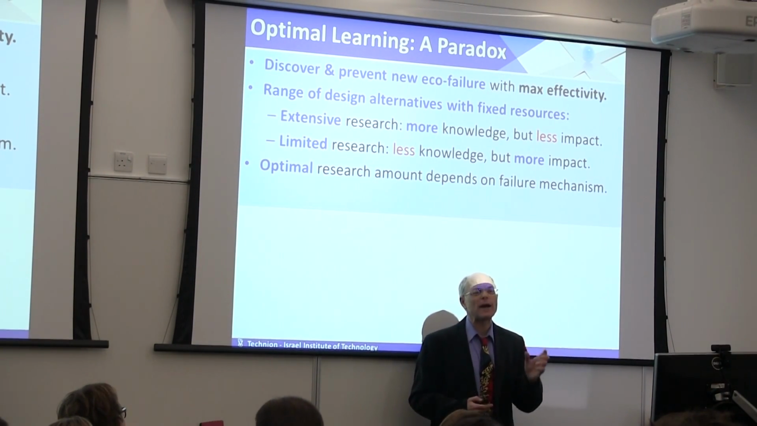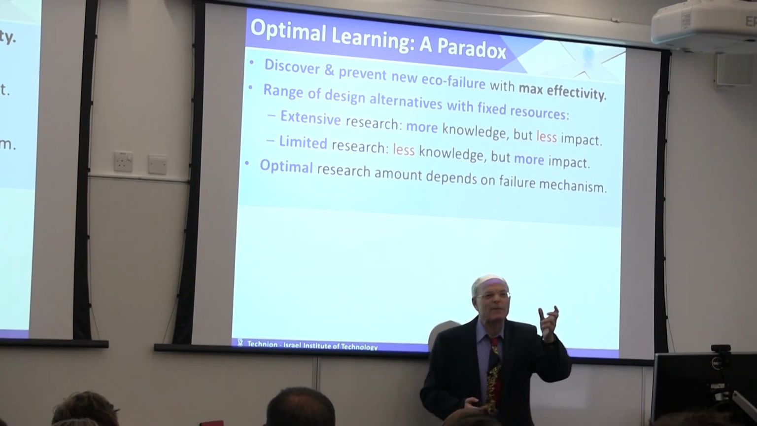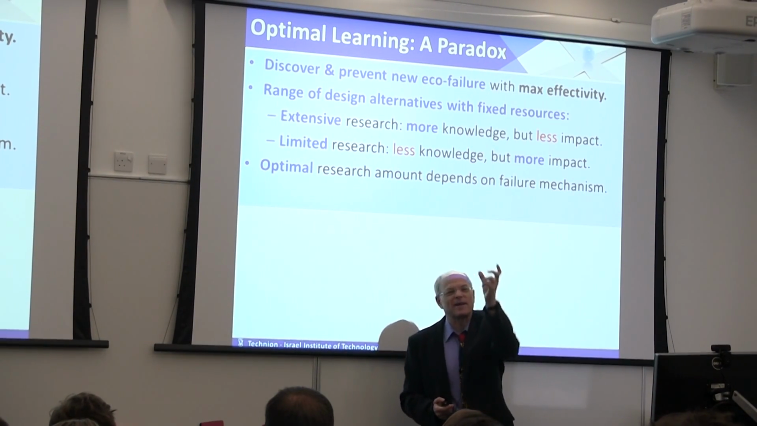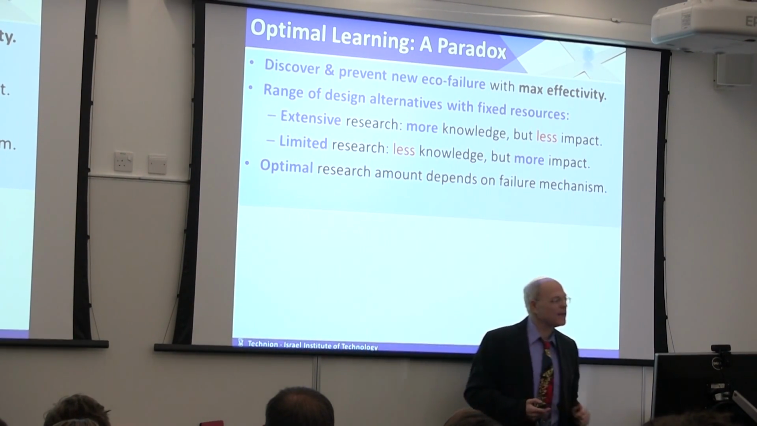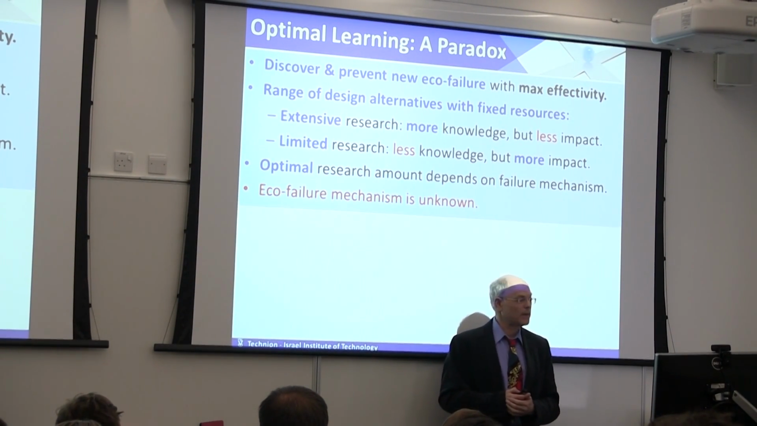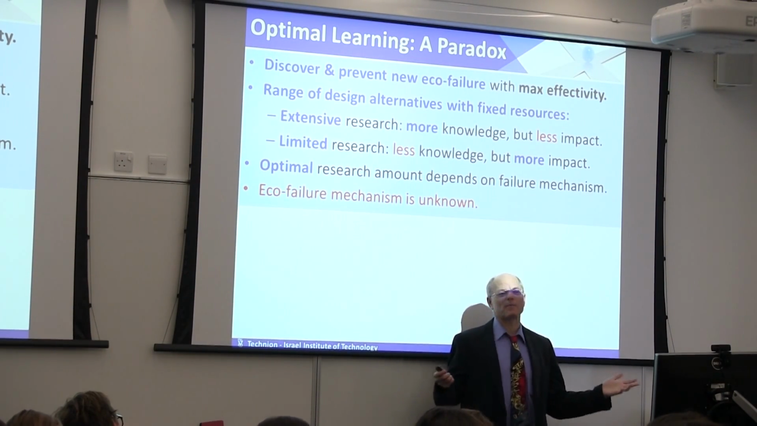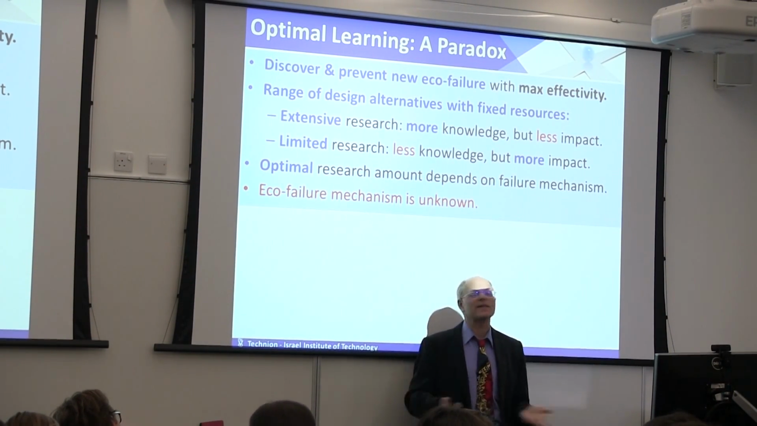The optimal amount of research, and this is sort of an allocation problem, how much egghead, how much pragmatism, the optimal amount of learning, of research, depends on the failure mechanism. But the failure mechanism is what we're trying to learn. We don't know it. And so you cannot optimize. Optimal learning is an oxymoron.